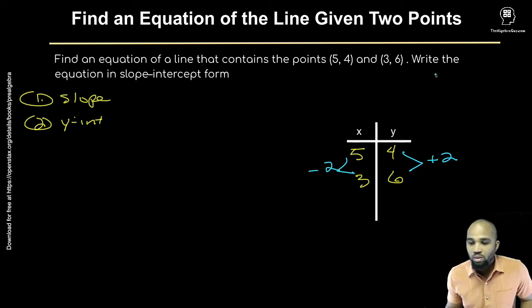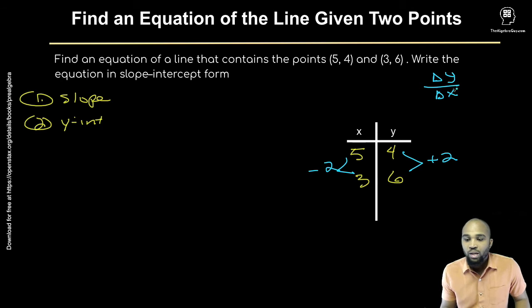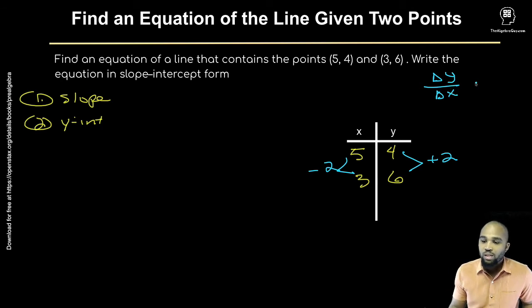That's the change in y over the change in x, or as you're used to hearing it, y2 minus y1 over x2 minus x1. How much did it change? I see my y changed by a positive 2, and my x went down 2. So what's the slope? If I simplify this, that's just negative 1. All right, good. Now I need the y-intercept.